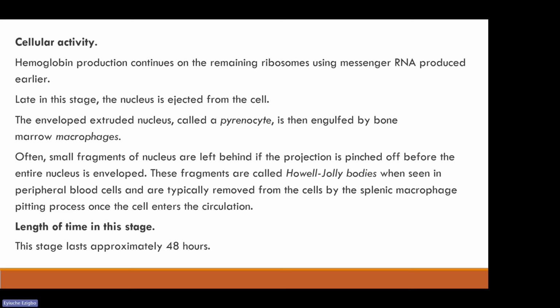Often small fragments of the nucleus are left behind if the projection is pinched off before the entire nucleus is enveloped. These fragments are called Howell-Jolly bodies when seen in peripheral blood cells and are typically removed by the splenic macrophages' pitting process once the cell enters the circulation. So this is something we use to describe red blood cells if they are present. It means that as the process of extruding the nucleus was occurring, it had not completely taken place, but the macrophages have already engulfed part of it that had come out. So the remaining parts can be there, and they are called Howell-Jolly bodies. The length of time for this stage is approximately 48 hours.